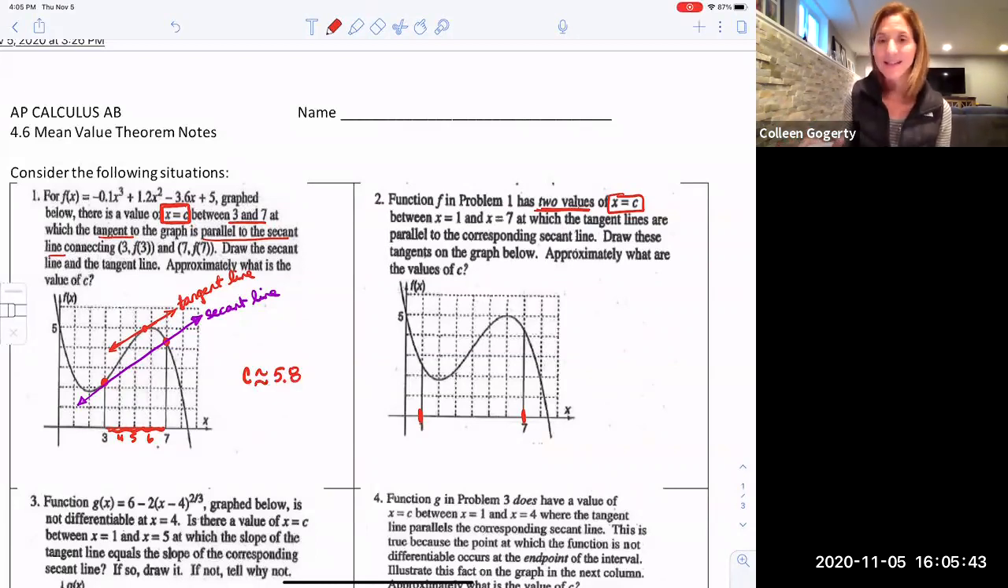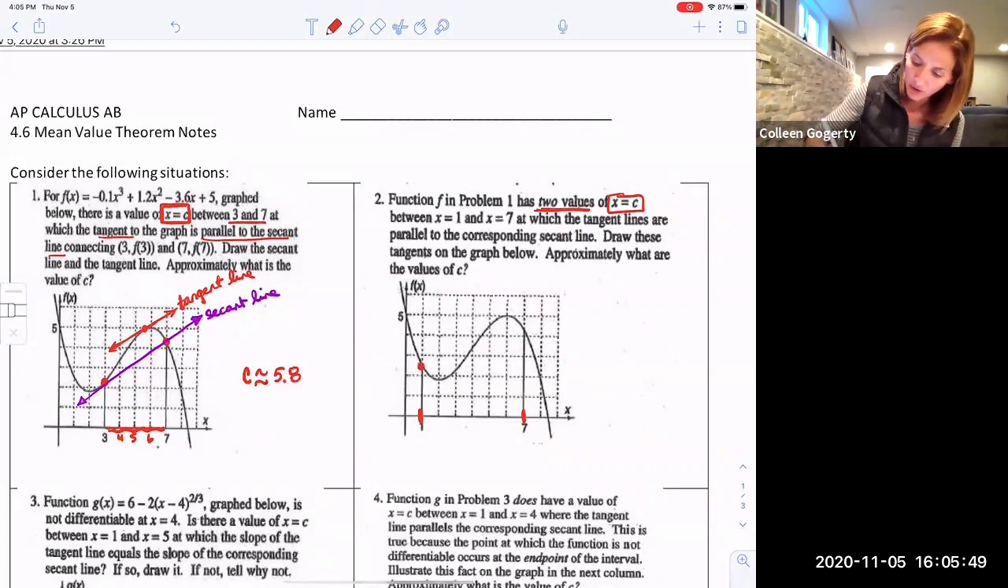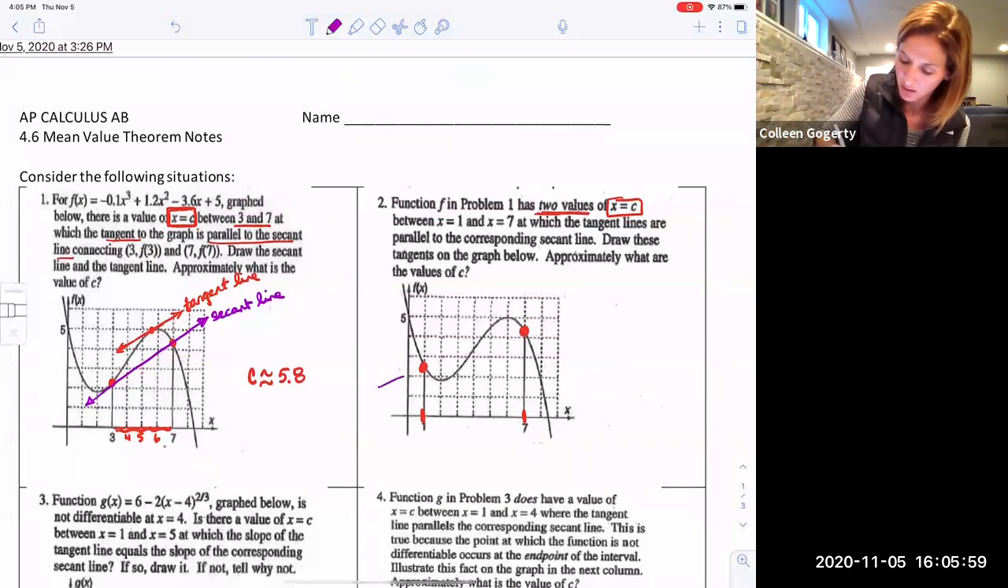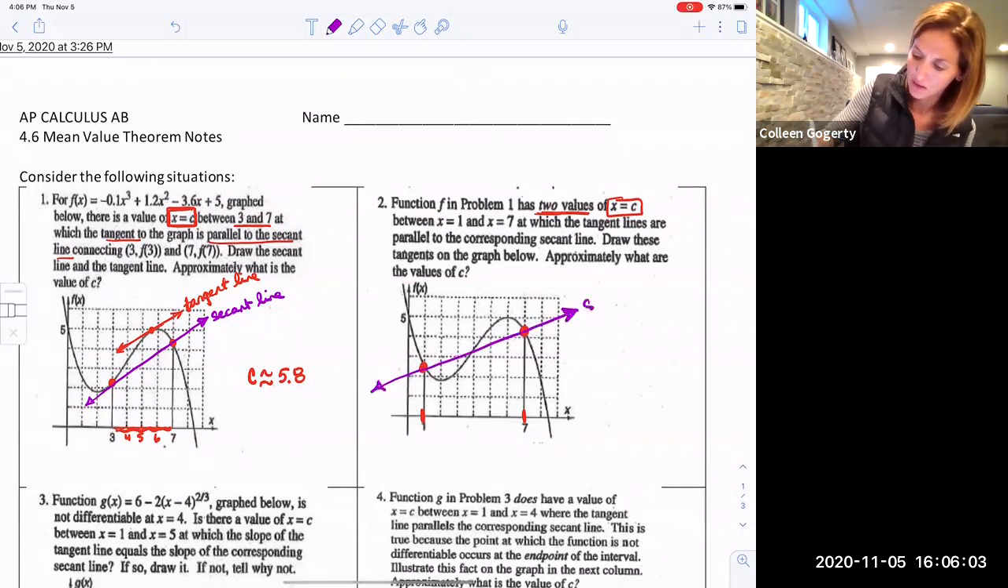Where is the secant line if we're going on the interval of 1 to 7? Well, the point on the curve at 1 looks to be about there. The point on the curve at 7 is about here. So if I'm going to draw my secant line, I want to connect those 2 points to the best that I can. Here's my secant line.